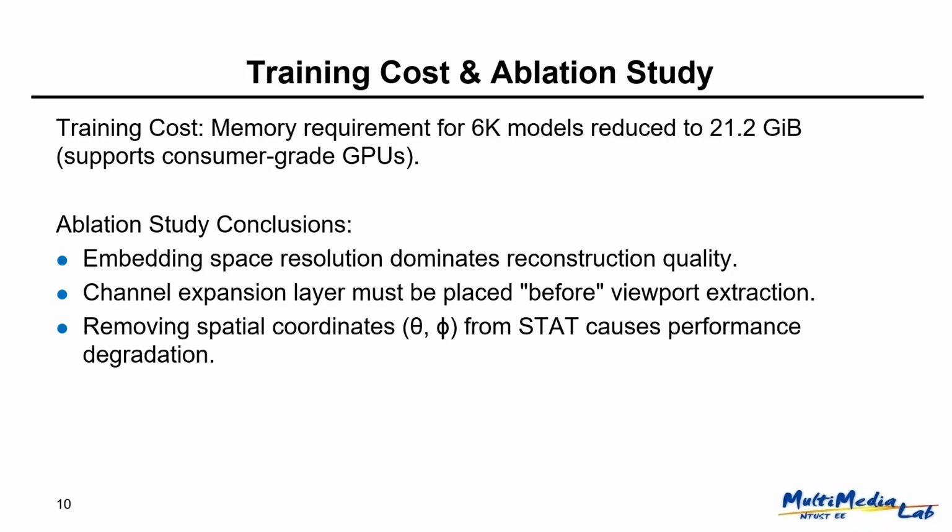Okay, so architectural optimization significantly lowers training cost. Training a 6K model used to need over 50 GB of industrial VRAM. NeRV360 cut this to 21.2 GB, making it viable for consumer-grade GPUs. The ablation study confirmed three key points. First, feature resolution outweighed channel count for image quality. Second, channel expansion must precede interpolation to keep high-frequency details. And third, spatial coordinates in the STAT module are essential for accurate reconstruction.